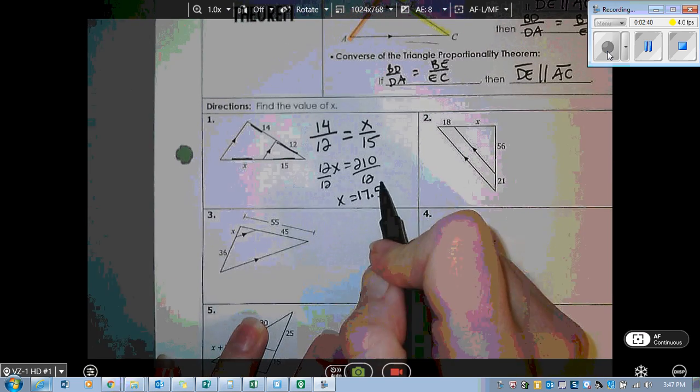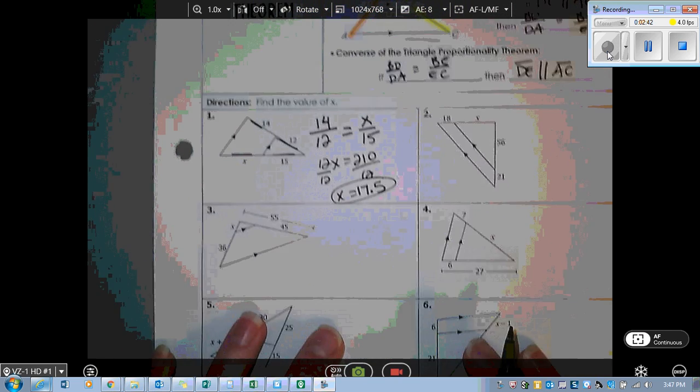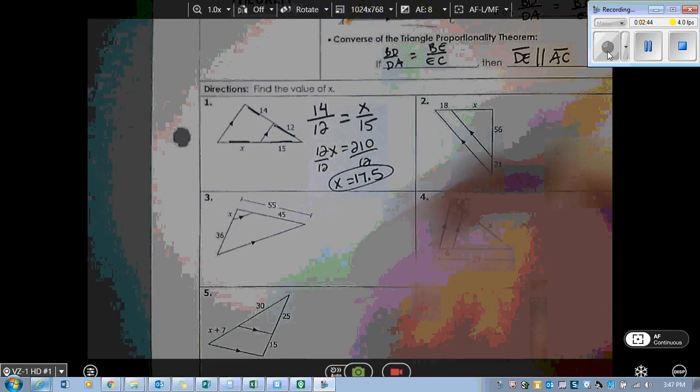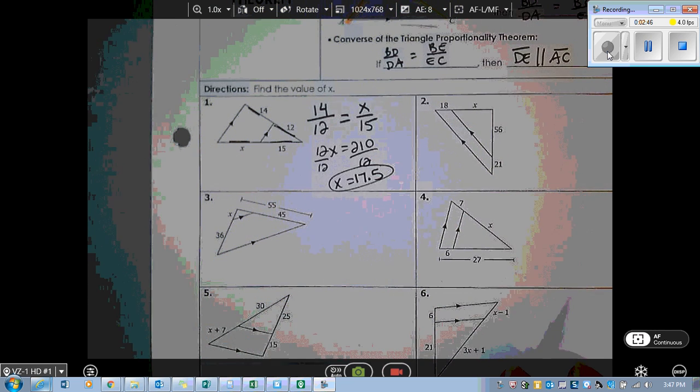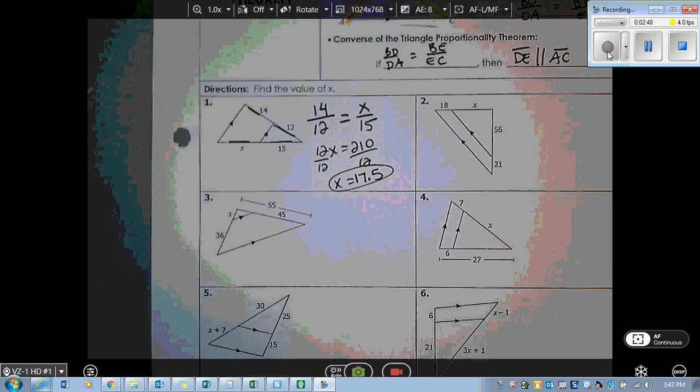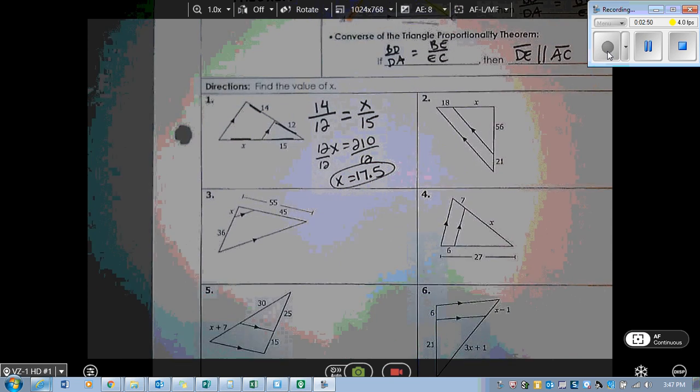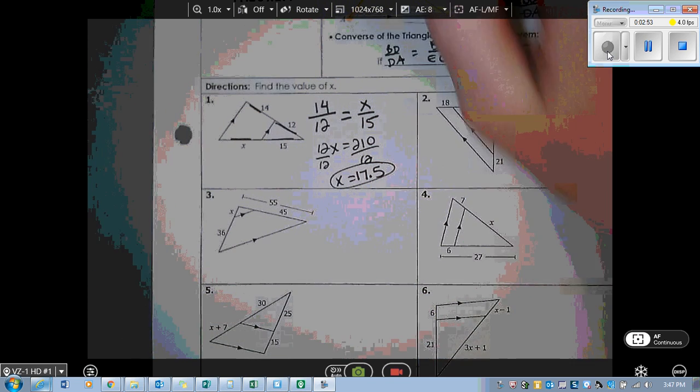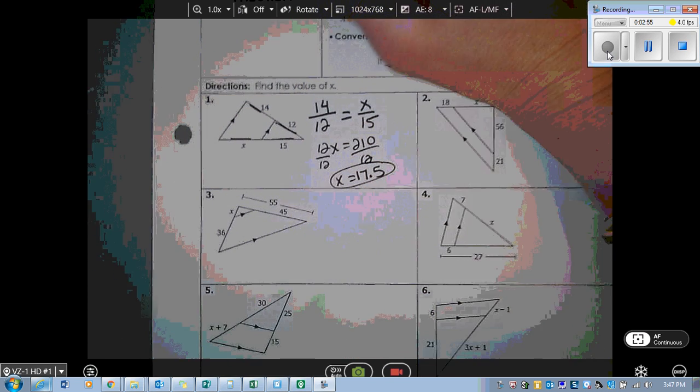So what I want you to do is pause the video and try 2 through 6. When you put the video back on, I will have the answers up and I might talk about 1 or 2 here. So pause the video and try 2 through 6.